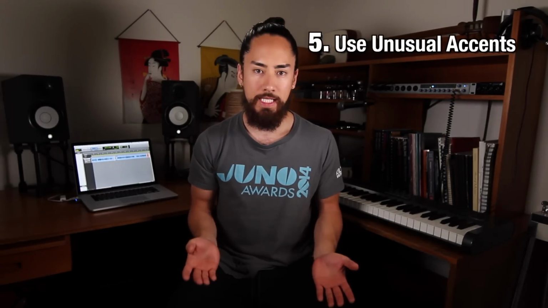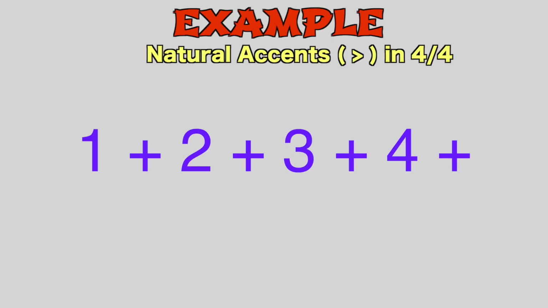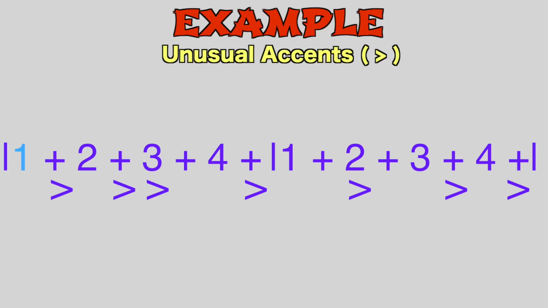Number 5, use unusual accents. Generally speaking, we would expect the downbeats of our bar to have more rhythmic emphasis than the offbeats. But by placing those emphases in other places, we can create some interesting results. This is a simple example. You can obviously use this in more musical ways. This is what we call syncopation, placing rhythmic emphasis on parts of the meter that are not normally accented. Using this syncopation, we can also imply polyrhythms.